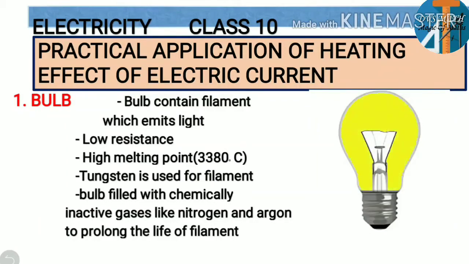For that filament, you have to remember two important properties. One is low resistance. They may ask, write the two properties of bulb. So what are the main properties of bulb? It is low resistance. Low resistance means there is no resisting of the flow of electrons. They easily flow through the circuit and the filament emits the light brightly. So you have to remember it is low resistance.